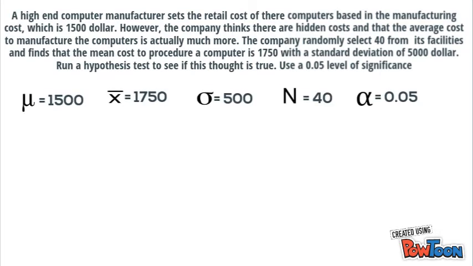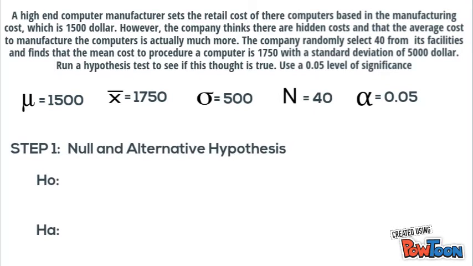So these are the given in the problem. Step 1. Null and alternative hypothesis. H0 is the commonly accepted fact, while HA is the opposite of the null hypothesis.